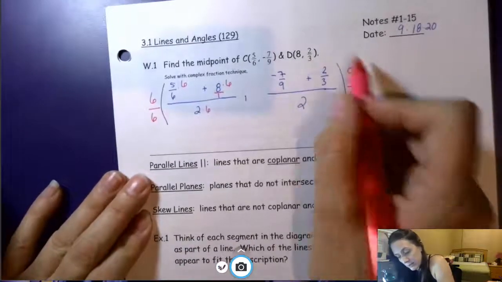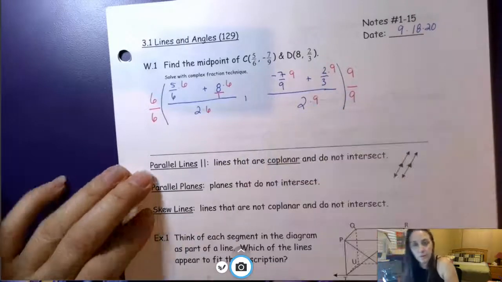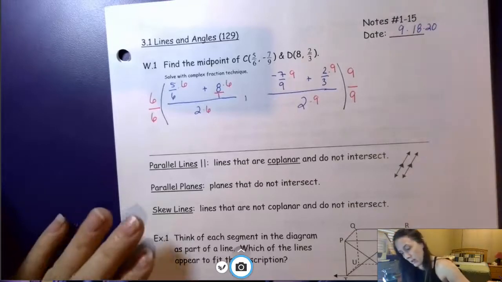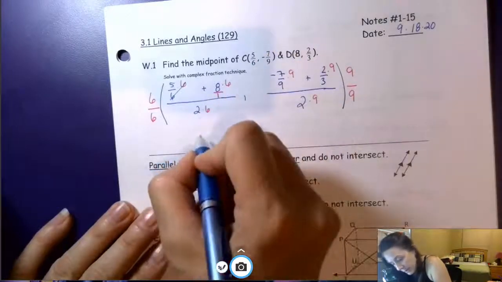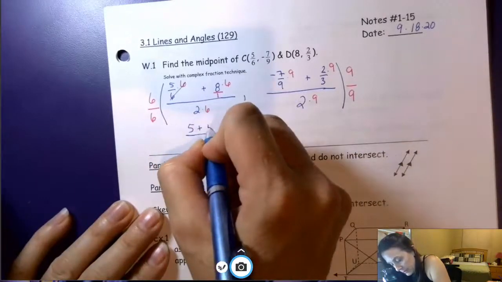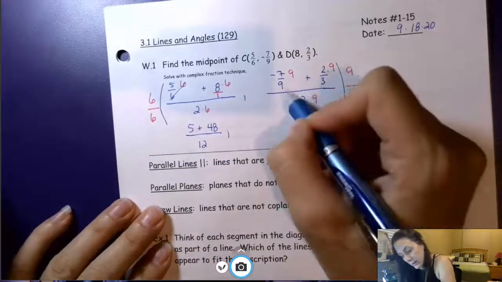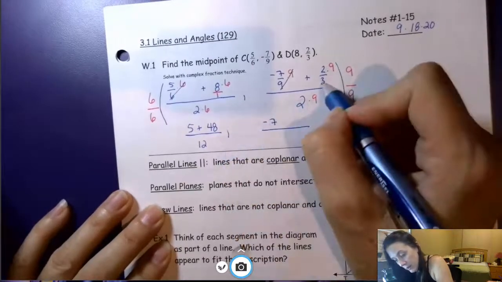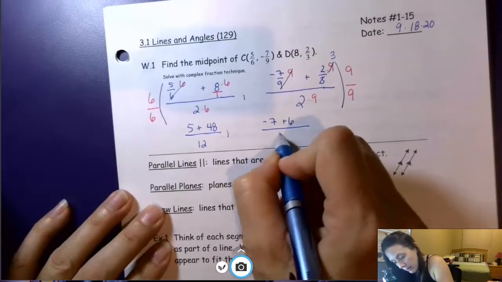Over on this side, I'm going to distribute a 9 and distribute the 9 on the bottom. Okay, so that's how I do it, and I write it in. That's why I leave the space so I can write those in. So this 6 is going to cancel. That'll stay the same. So this over here is going to become 5. 8 times 6 is 48, all over 12. This side over here, the 9s will cancel, leaving me the negative 7. 3 goes into 9 3 times. 3 times 2 gives me a 6, all over 18.